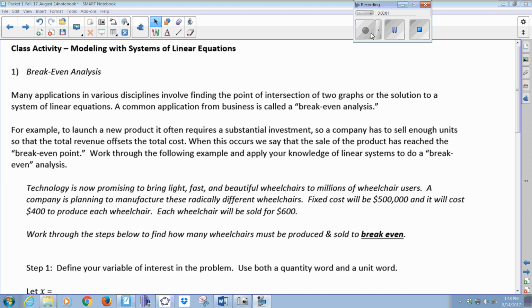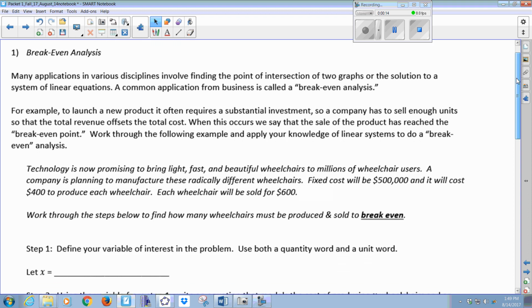Welcome Math 107 students to the class activity Modeling with Systems of Linear Equations, lesson number 6. So the first problem we're going to look at is what we call a break-even analysis.